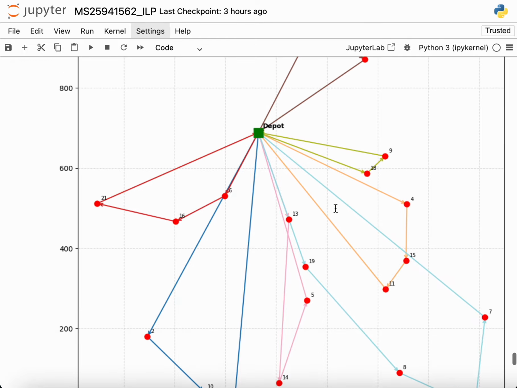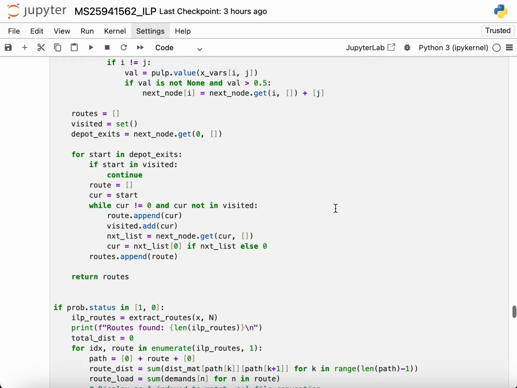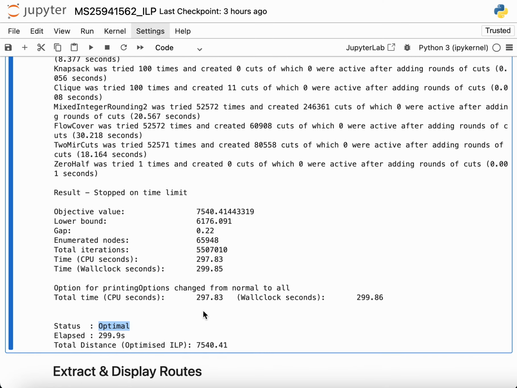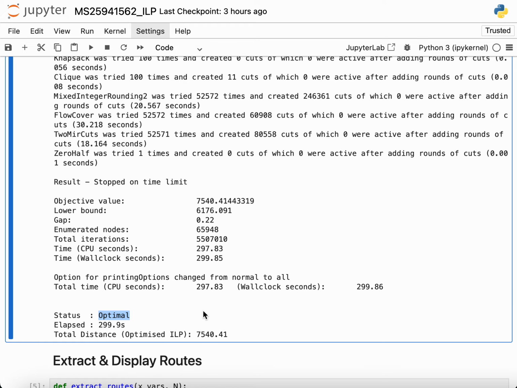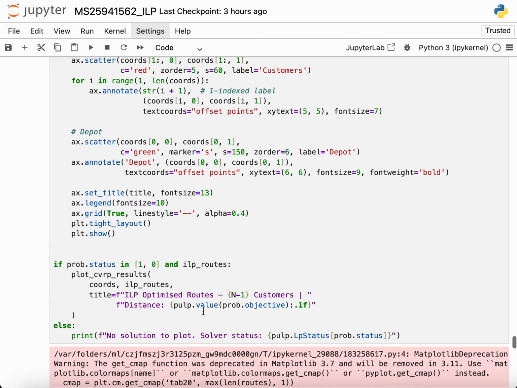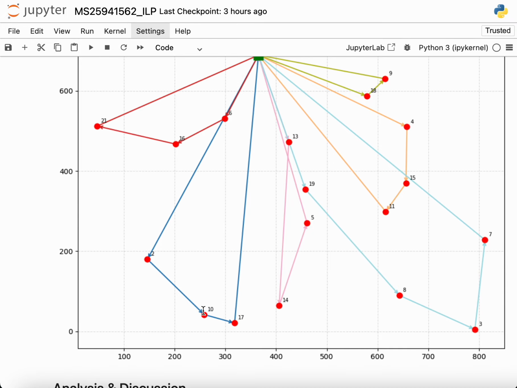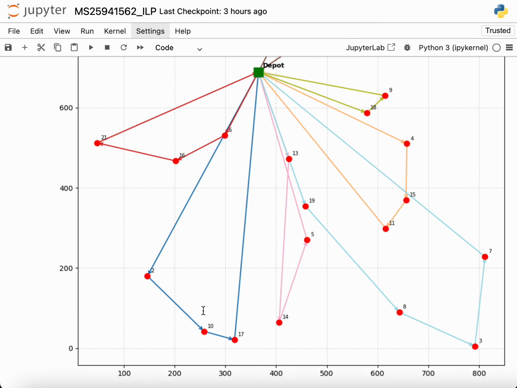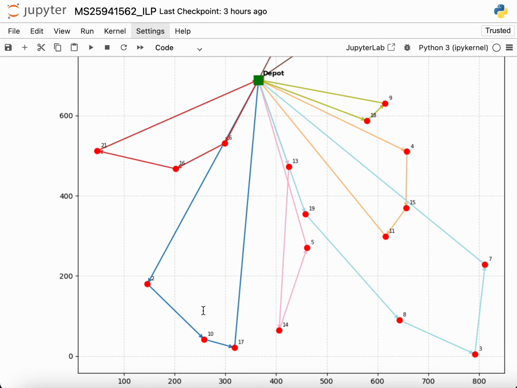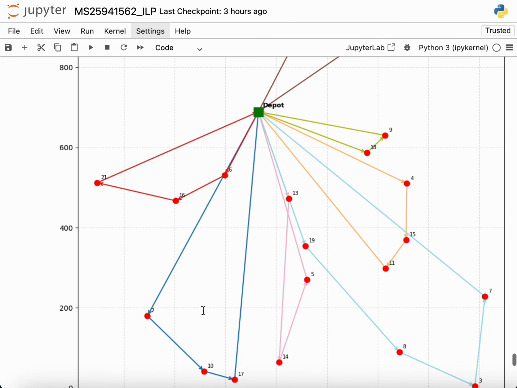Notice the optimal status here. This confirms the duality gap has been closed. In the plot, clustering efficiency is visible. The solver naturally grouped customers who are geographically close to minimize the Euclidean distance, proving that the objective function is working correctly.